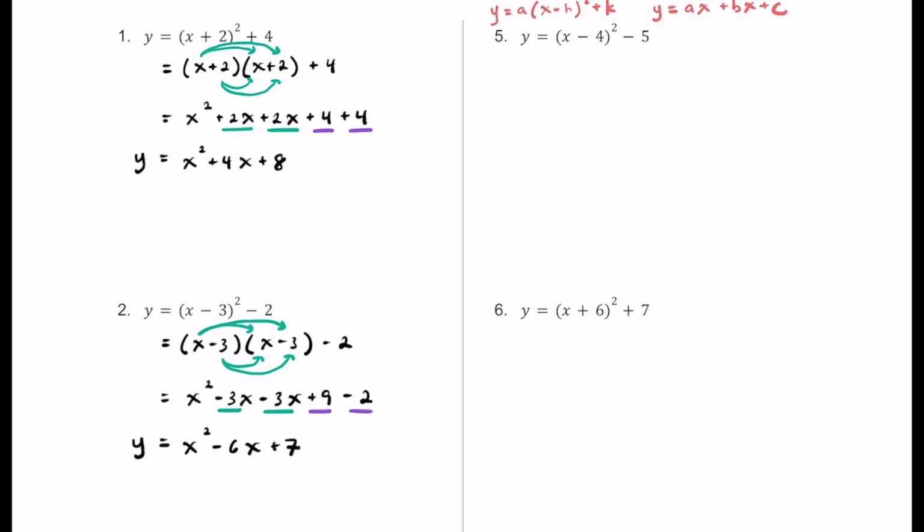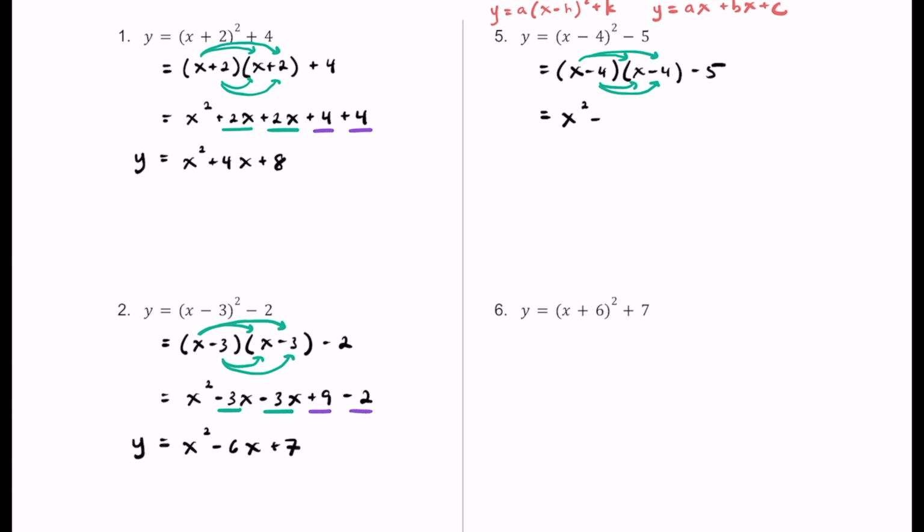For number 5, we have y is equal to the quantity of x minus 4 squared minus 5. So let's go ahead and rewrite this out. This is going to be x minus 4 times the quantity of x minus 4. So we have 2 of those, and then we're going to take away 5 afterwards. Let's go ahead and multiply this x by this x, then x by negative 4, and negative 4 by x, and negative 4 by negative 4. Multiplying this out, x times x is going to be x squared.